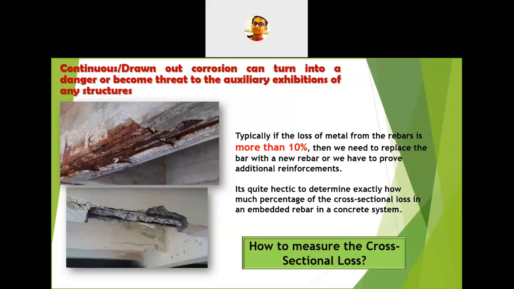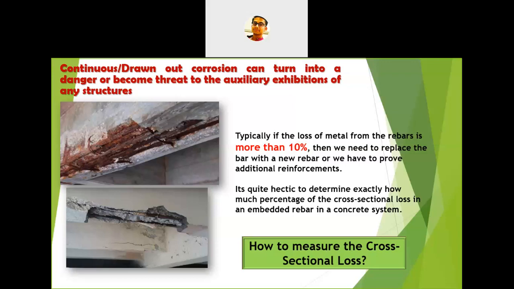But really finding out the 10% cross-section loss across the length of the bar is quite difficult. This is a challenge we face every time, and engineers and contractors face a problem at this particular point. How to understand that there is a 10% loss in the cross section? I'm not talking about the weight.